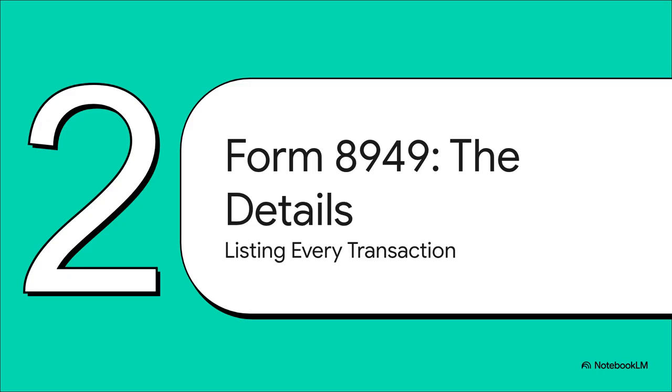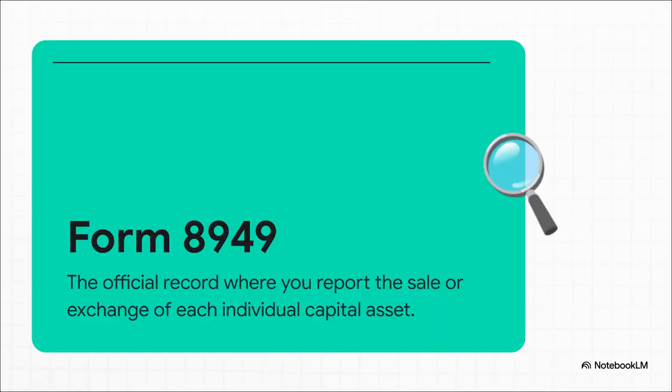Okay, so let's dig into that first piece of the puzzle, Form 8949. This is where we get down to the nitty-gritty, the real details of every single move you made. The one thing you have to remember about this form is that it's all about specifics. The IRS isn't looking for a summary here. They want a line-by-line report. You can't just lump things together. Nope. Every single trade needs its own line item.